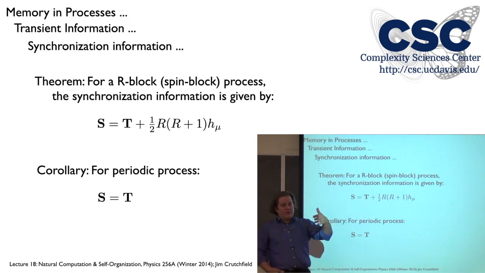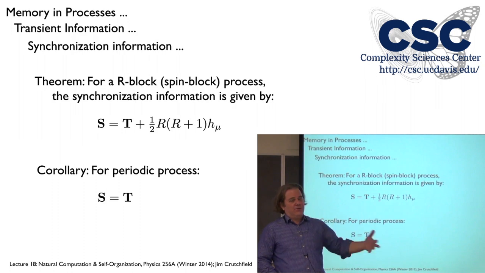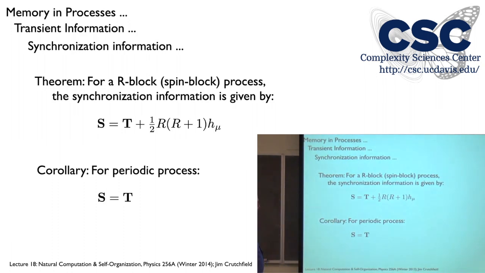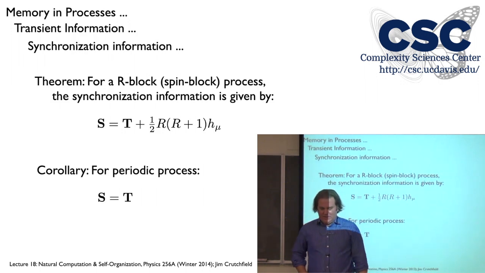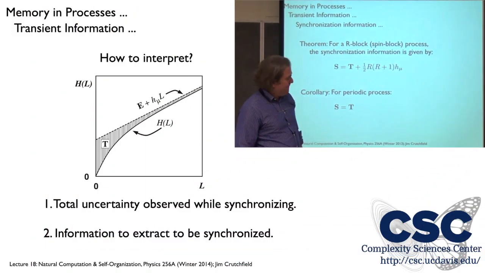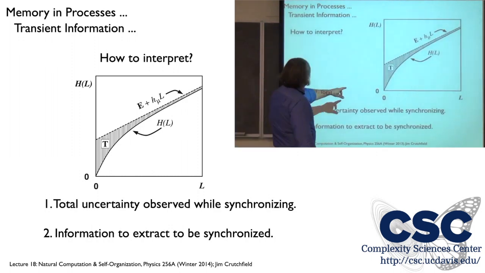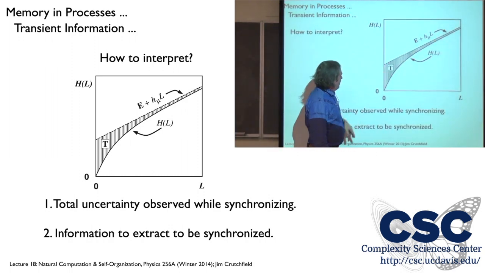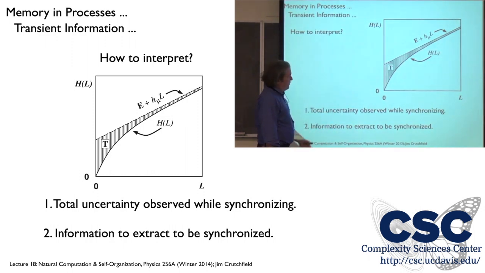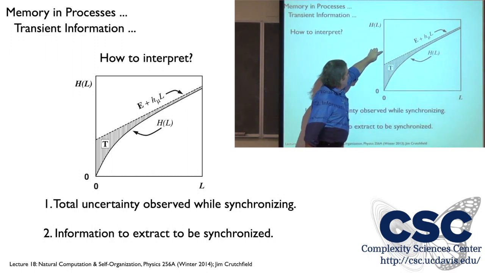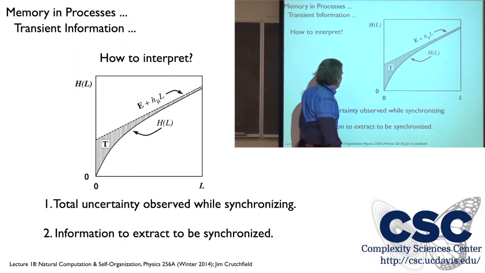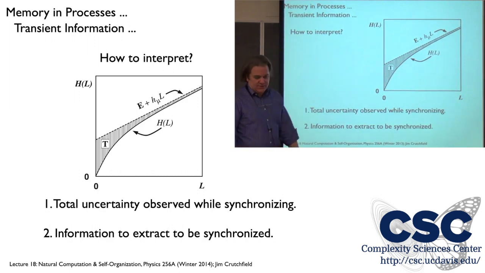T is the integrated improvement in state uncertainty. When we have a slightly stochastic process, there are these other terms out here, which we need some more technology to understand. Right, so again, T is easy to interpret in that area. In the case of periodic processes, H of L would go flat at some point, right? It comes up to log of the period, then that area would be T or S. And it's the information you need to extract to be synchronized.